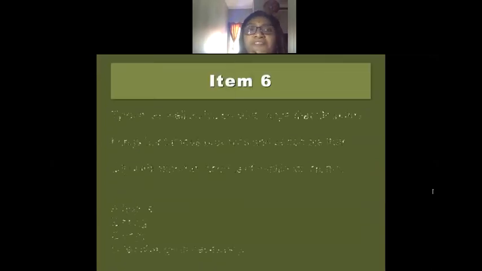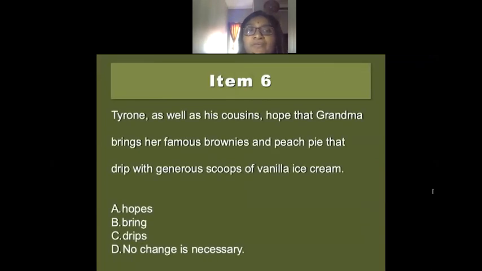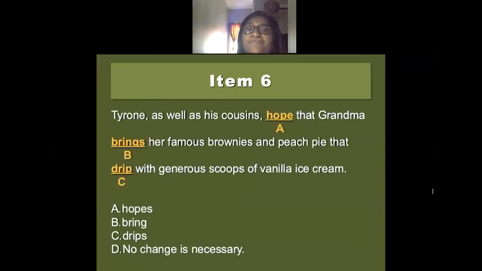Good. Item 6. Tryon, as well as his cousin, hope that Grandma brings her famous brownies and peach pie that drip with generous scoops of vanilla ice cream. A. Hope. Yes, hopes. All right. So we are referring to Tryon.